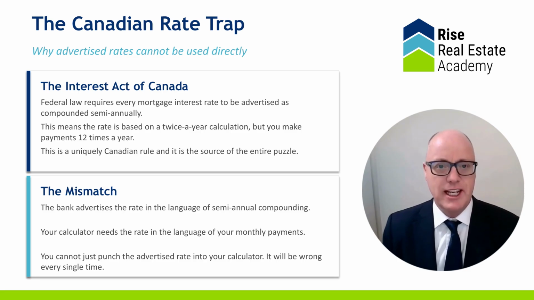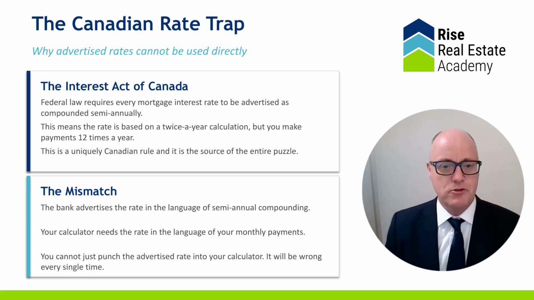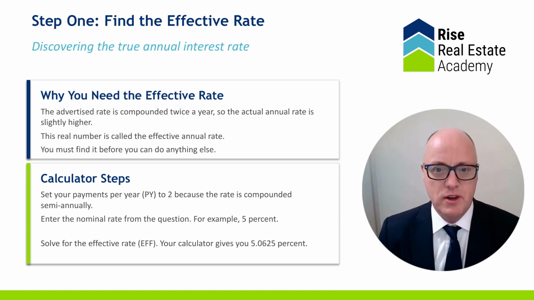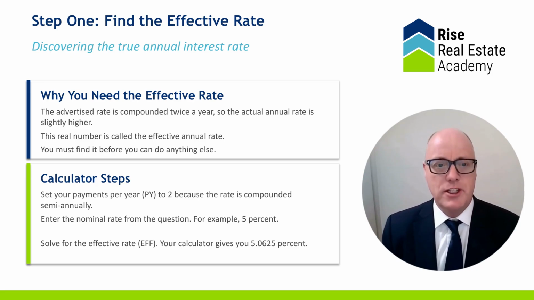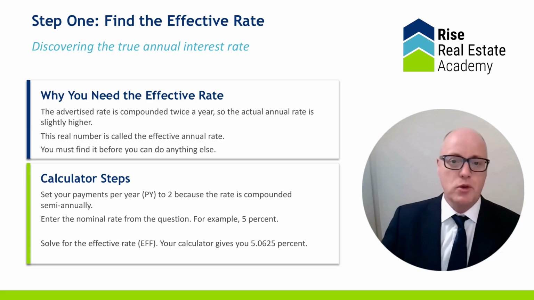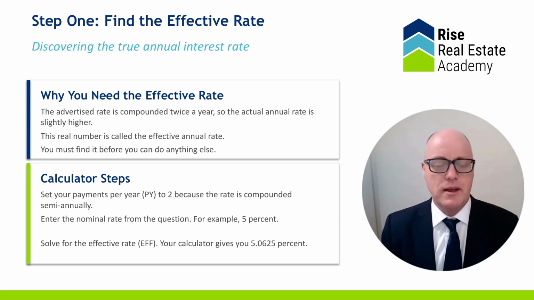You cannot just take that advertised rate and punch it into your calculator. It will be wrong every single time. You have to do a conversion. It is not optional, it is mandatory. Our first job is to figure out what the interest rate truly is over a full year. The advertised rate gets compounded twice a year, so the actual or effective annual rate is always a little bit higher. We need to find that real number first.